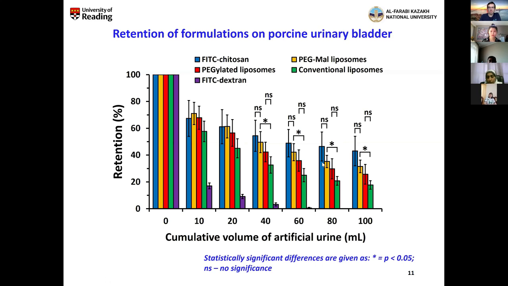So we compared the mucoadhesiveness of maleimide-functionalised PEG liposomes, well-known mucoadhesive chitosan, and the less mucoadhesive conventional liposomes, and we can see there is no significant difference between the chitosan and maleimide-functionalised liposomes, but we can see a statistically significant difference between the maleimide-functionalised PEG liposomes and conventional liposomes.